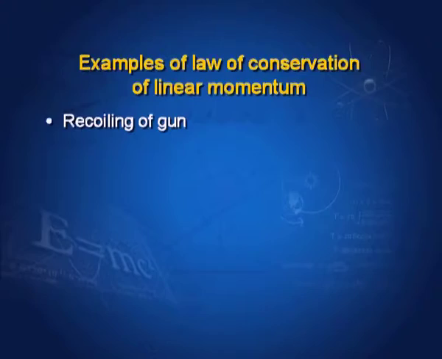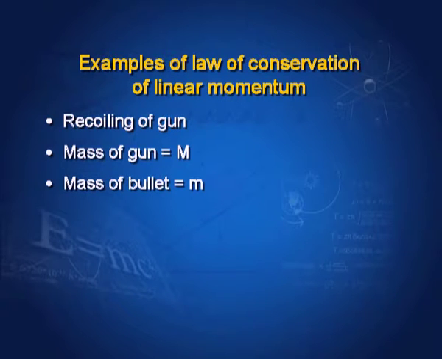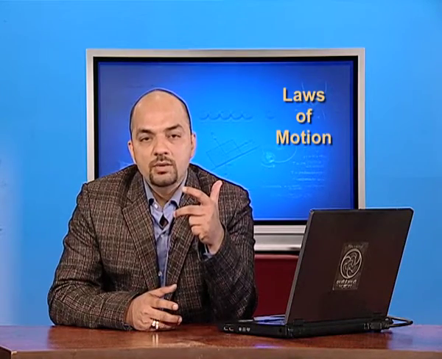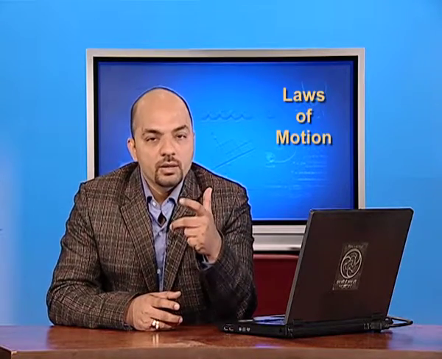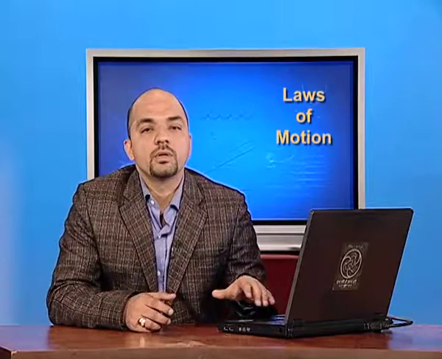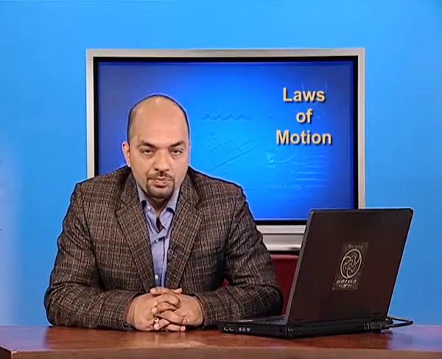For example, recoiling of the gun. Let we have a gun of mass M. Mass of the bullet is small m. Initially, the mass of gun and mass of the bullet both are to be taken together and the velocity of the system is 0. So, initial linear momentum of the system is 0.